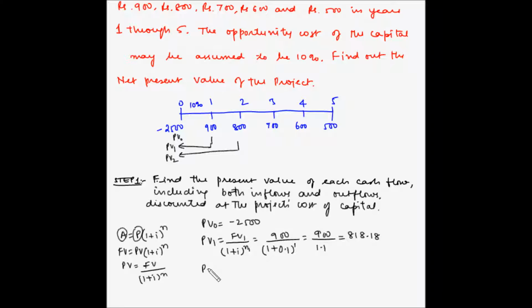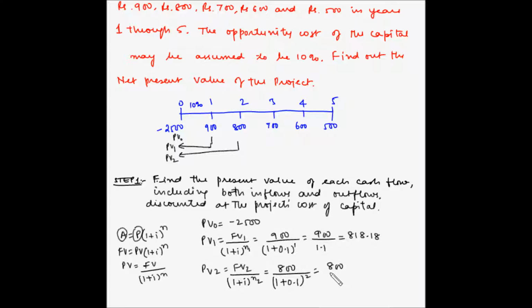Similarly, PV2 will be equal to FV2 divided by 1 plus I to the power n2. FV2 is 800. I is the same, 10%. N2 is 2 years.